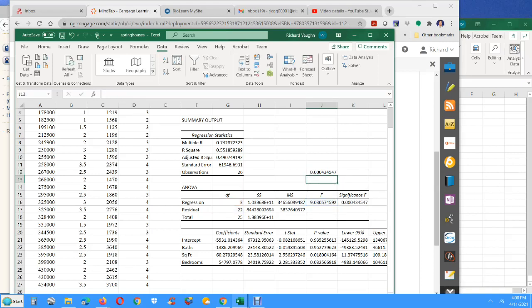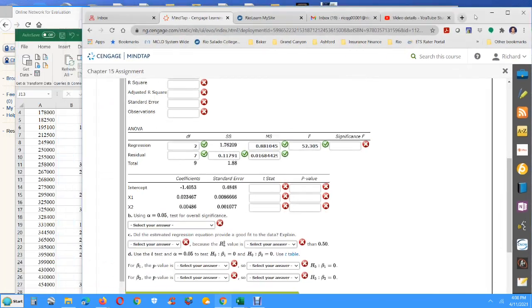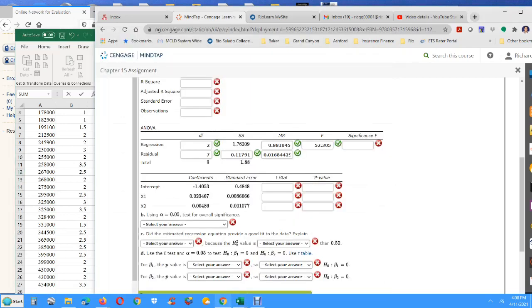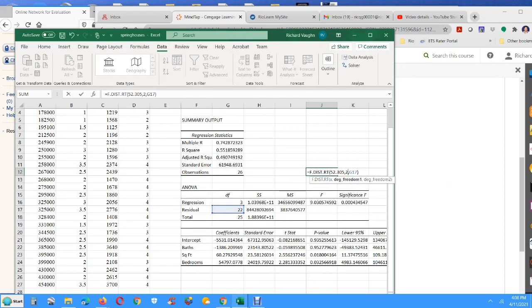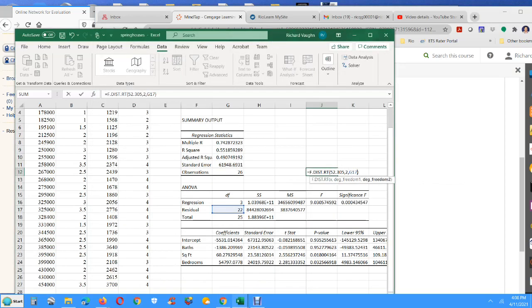Now, I don't have an Excel sheet for our data set, so I'm just going to type in the numbers instead of doing cell references. Our F value is 52.305. So I'm going to go FDIST.RT, and instead of a cell reference, I'm going to type in that 52.305. The numerator degrees of freedom is from the regression, and that was 2. And then the degrees of freedom for the denominator was 7. That's from the residual, so instead of G17, I'm going to type the number 7. And that gives me a value of 0.5 zeros and then 6178.